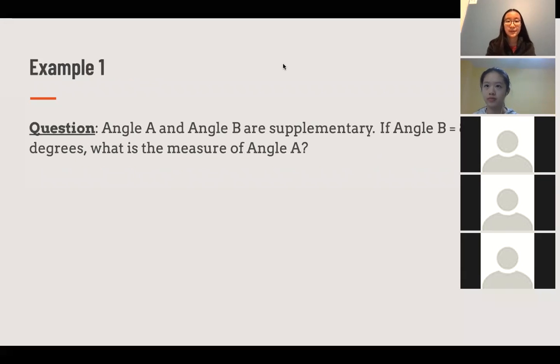All right. Example 1. Angle A and angle B are supplementary. If angle B equals 80 degrees, what is the measure of angle A?